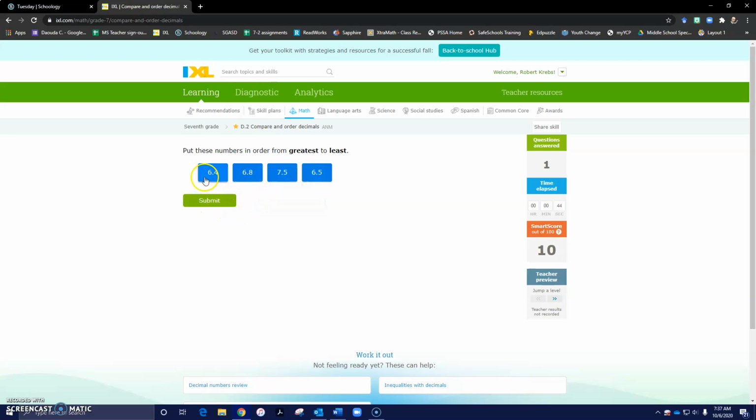Okay, and this is again just sorting. So go by place value. Start with the whole numbers. I see 6 point something, 6 point something, 7 point something, 6 point something. Well, obviously the 7's going to be at the end. And now I look at the tenths place. So I have a 4, an 8, and a 5. Well, if I need to put them in order, then it needs to go 4, 5, 8. Okay, so now in order from least to greatest, I have 6.4, 6.5, 6.8, 7.5.